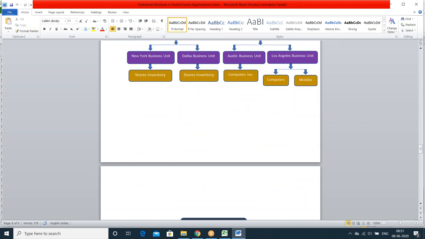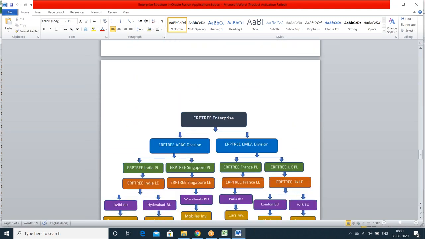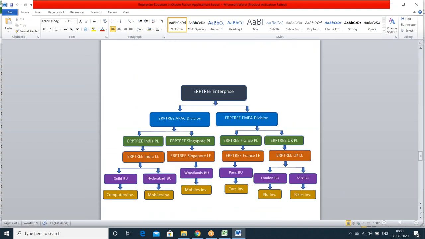That's all. But division is not compulsory. By using the division, frankly speaking, there is no great advantage. The division is just to represent the organization hierarchy, but you cannot perform any business transactions by selecting the division. So in most businesses, when you do the implementation, we don't use the concept called division.